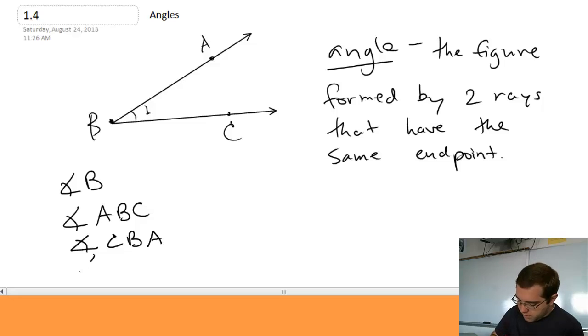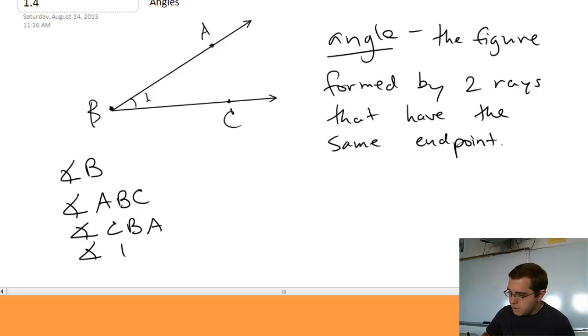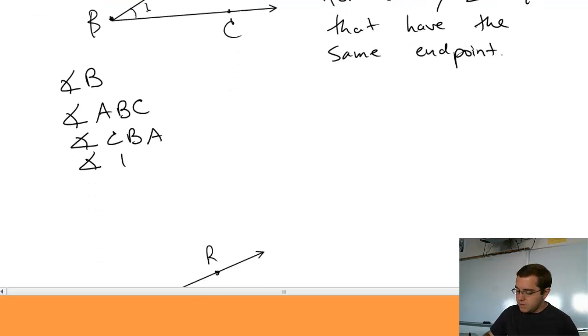We could even call this angle 1, because I've numbered it with the number 1. When you have a diagram with a lot of angles in it, often there will be numbers to designate the angles rather than letters, because that's easier when you have a lot of angles. Now, if I were to talk about angle B, everybody knows which angle I'm talking about, because there's only one angle there that has a vertex with B.